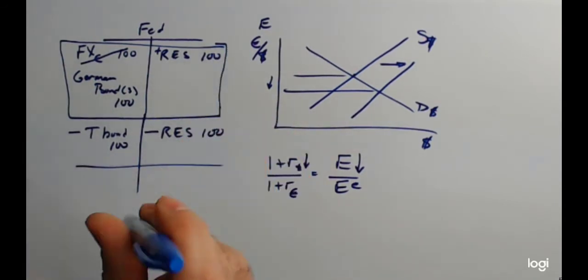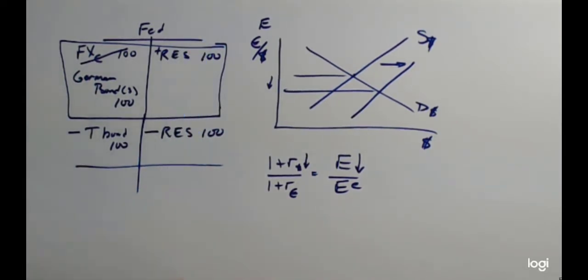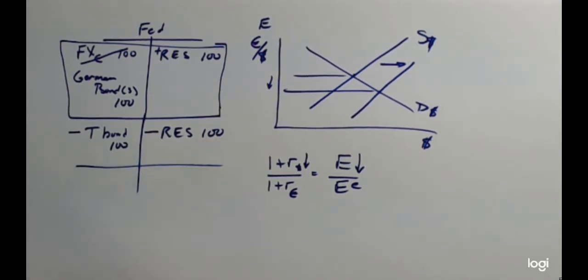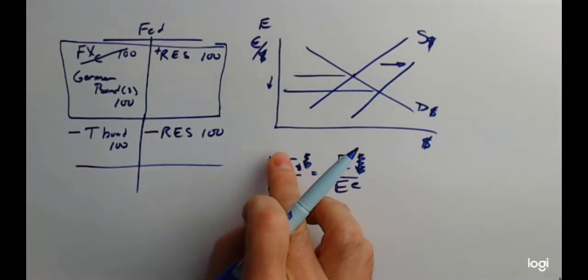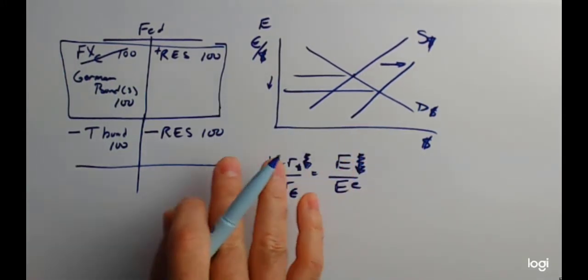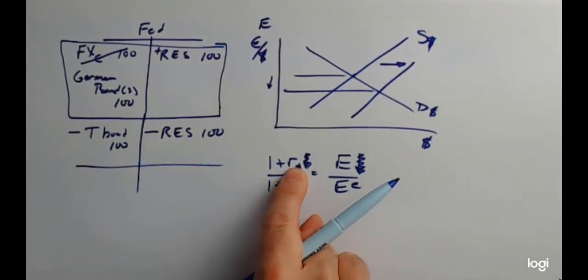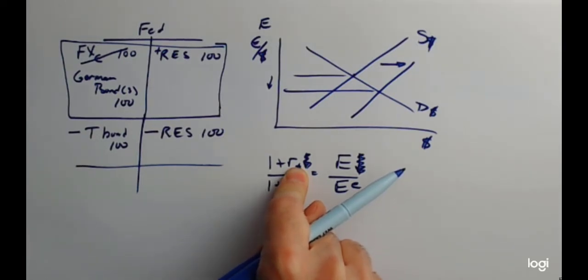But the important part is with the sterilizing effect, this side is wiped out. There's no change in reserves. And so this effect decreases the money supply, you unwind that multiplier process, and interest rates go up. So there's no effect on E or the interest rate. Relative interest rates stay the same once you do the sterilization. Because look, if we start with the same interest rate and end with the same interest rate, you can think of that as, there's no change in monetary policy.